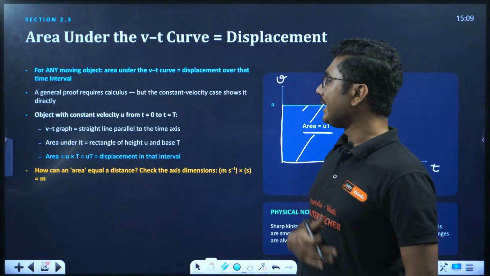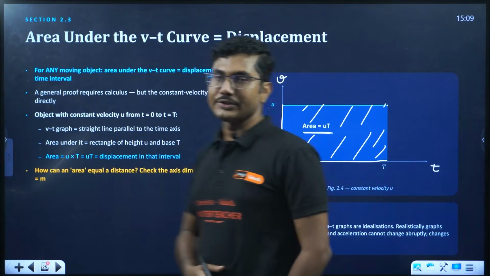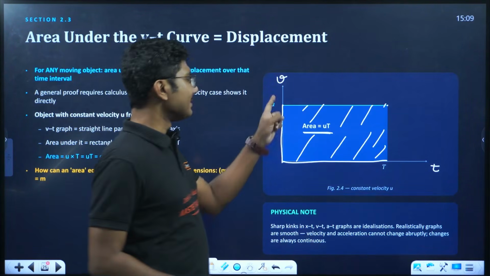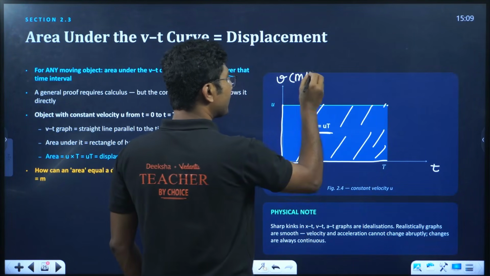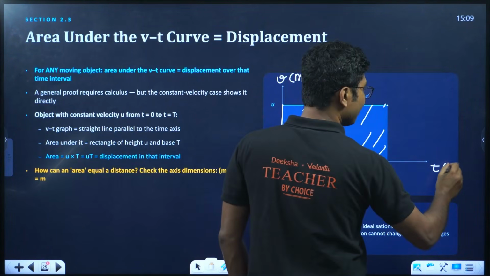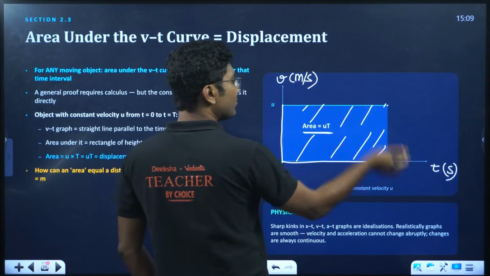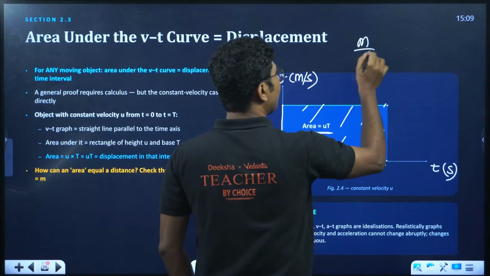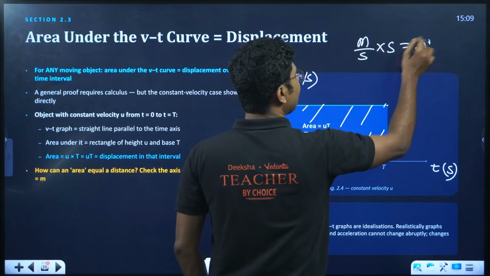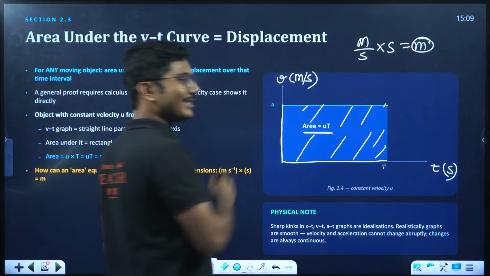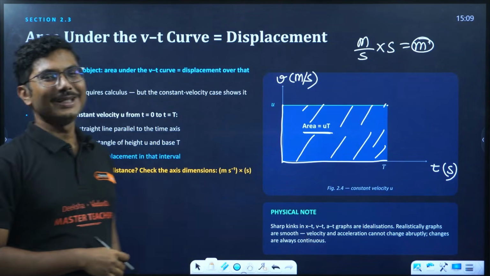How can an area equal distance? Now you see this axis. What is the unit of velocity? It is meter per second. What is this axis? This is time, in seconds. Now if you multiply these two units, meter per second into second, what is this? This is meter, right? So when you are calculating the area, it is turning out to be displacement.